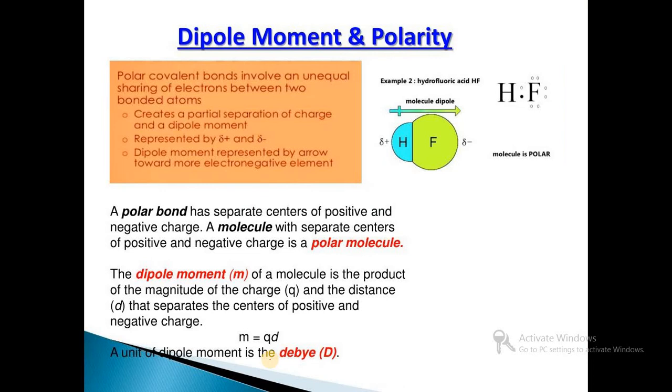In the case of dipole moment and polarity, a polar bond has separate centers of positive and negative charge. A molecule with separate centers of positive and negative charge is a polar molecule. So the dipole moment of a molecule is nothing but the product of the magnitude of the charge Q and the distance d or L between the two atoms, and the unit of dipole moment is the debye. It is represented by capital D.